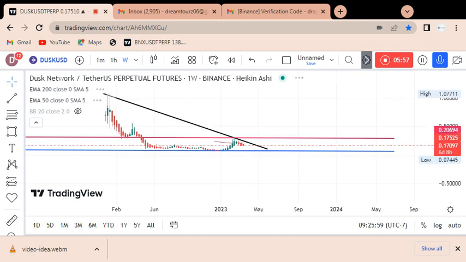So where is it going now? Is it coming back to support? No, I don't think it's coming back to support. Will it come and retest? Is it coming to retest and go back up, or what's going to happen right now?